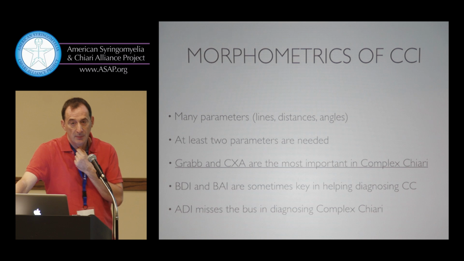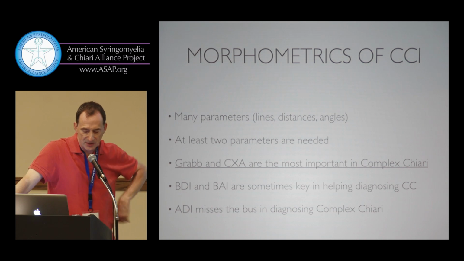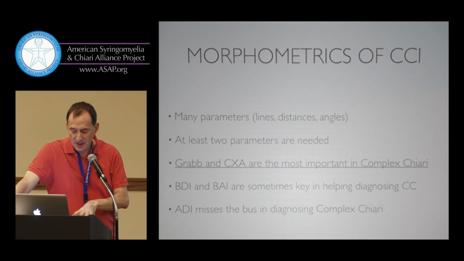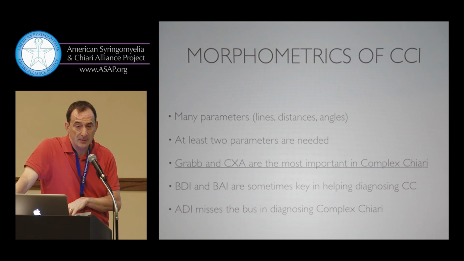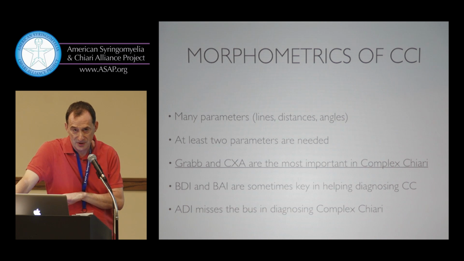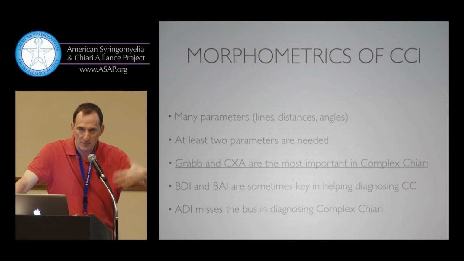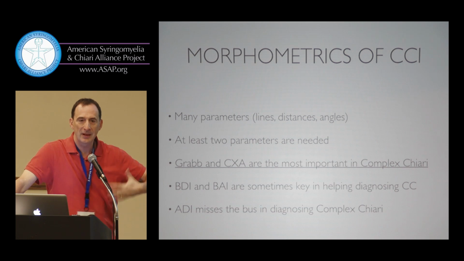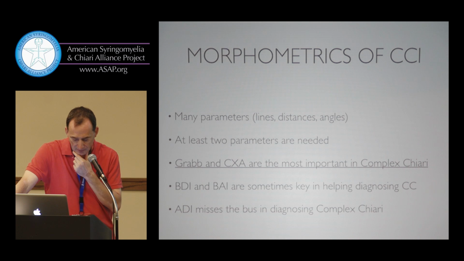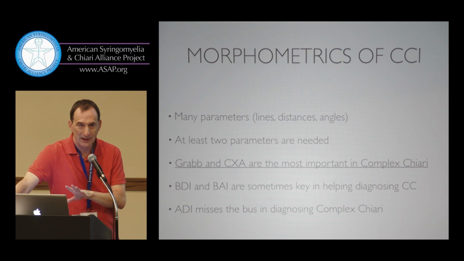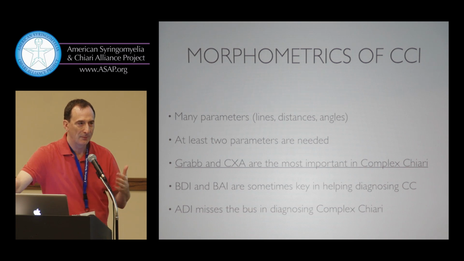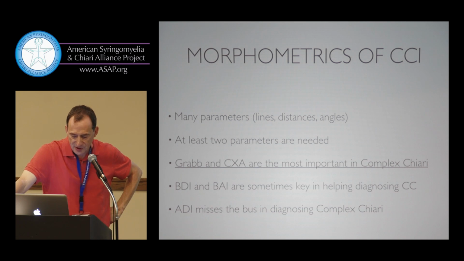BDA and BDI. BDI is the basion-dens interval. They are very important sometimes in helping diagnose craniocervical instability in a small subset of patients in which the GRAB and CXA are equivocal or borderline, yet the patient still has all the signs and symptoms, all the bells and whistles that make you suspect that the patient has a complex Chiari. I'm not going to tell you what the BDA and BDI are and how they're measured, because they're kind of an advanced tool set.